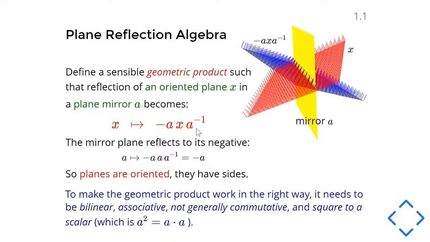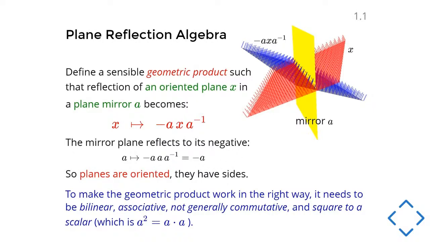Now, like I said, we're going to take this as the core of our need to define a proper product that helps us do this. But you immediately see that if I would plug in the mirror A itself, instead of the x, then whatever A inverse means, it should be 1. So I get minus A.